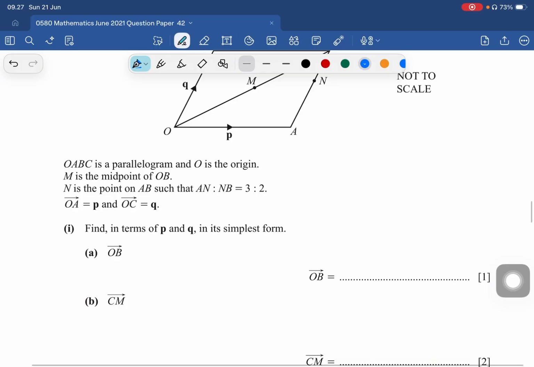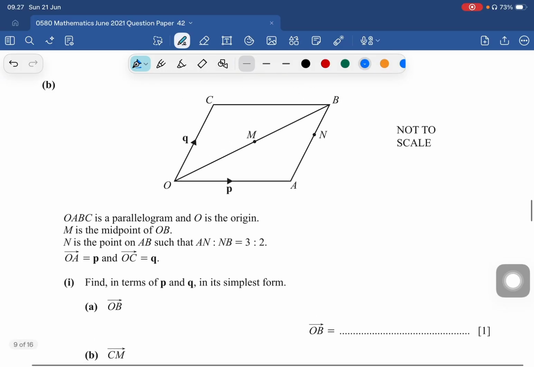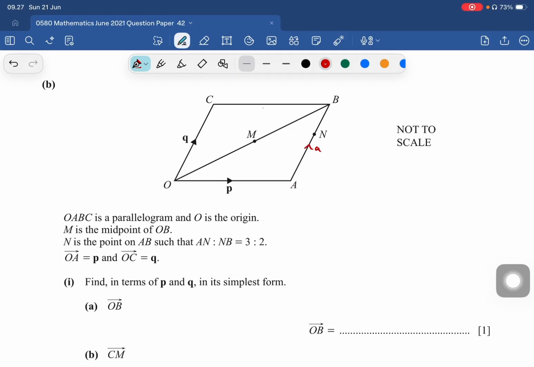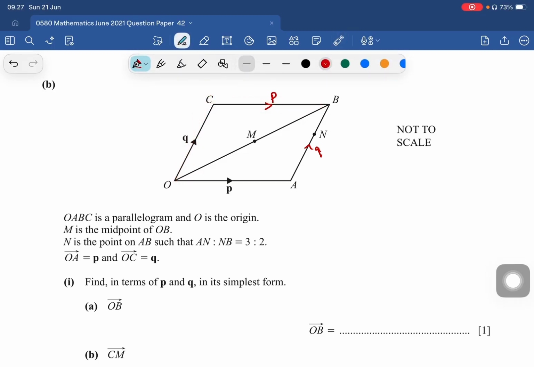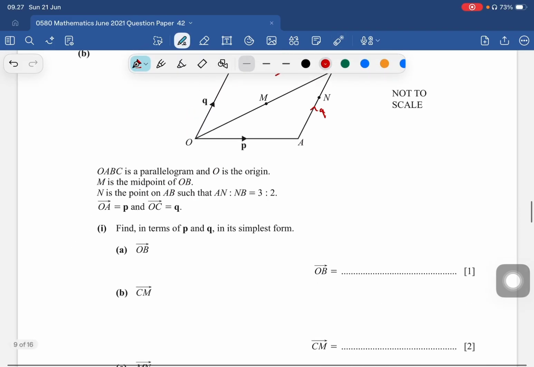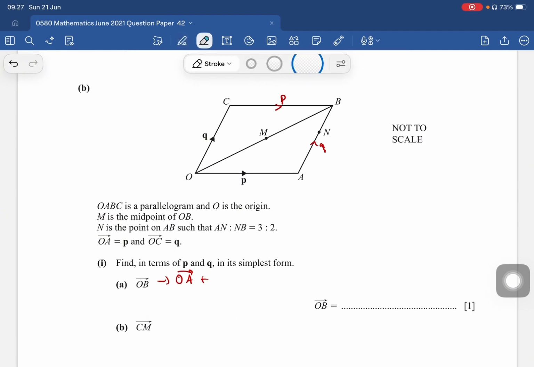Okay, part b, we got the vector. This is a parallelogram. So q, here also q. Here is p. Okay, let us find OB. So O to B. We can go from here, OA and then AB, or OC and CB. Let us use both ways. So first, we can use OA, and then A to B.